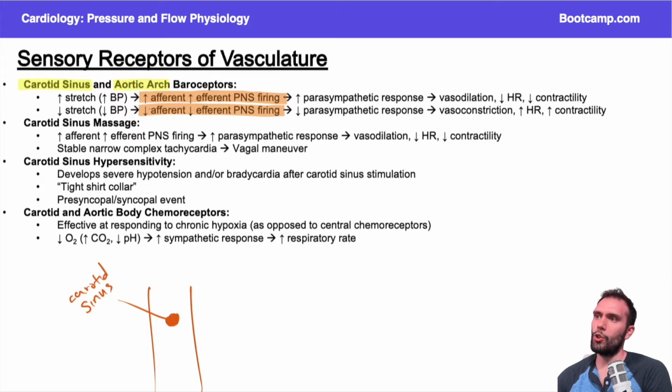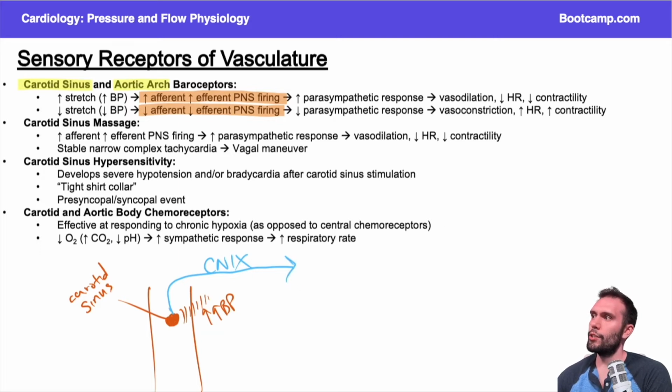So if I increase my blood pressure, there's going to be more firing here. Think of it like it's firing the signal saying, hey, there's an increase in the blood pressure. As there's more pressure, there's more firing. This firing is then going to send a signal up over to the medulla. It sends this signal using cranial nerve 9, the glossopharyngeal nerve.